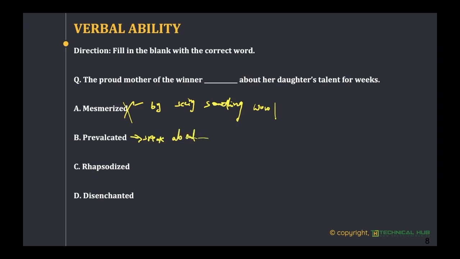Next one. Rhapsodized. What do you mean by rhapsodized?